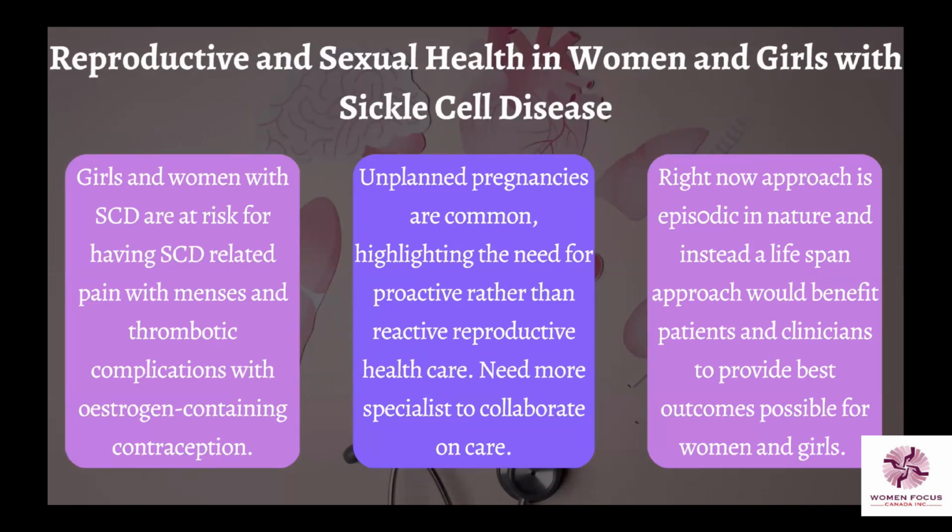In particular, reproductive and sexual health in women and girls with sickle cell disease. I probably could have spent the whole 15 minutes on this, but I want it to be broad in nature, not to just focus in on this part, because it impacts more than just reproductive and sexual. So girls and women with SCD are at higher risk for having pain with menses and also thrombotic events, or clots, with estrogen-containing contraception.